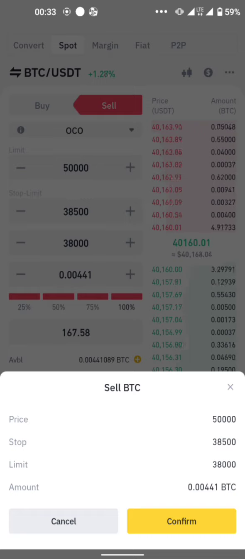What is it saying? It says sell BTC at 50,000. This should be above the current price, above the price you are considering for your stop loss. Then the stop price is 38,500, and then 38,000 is the stop loss price. This is the main stop loss price, and then 50,000 is the take profit price. And then I will confirm.